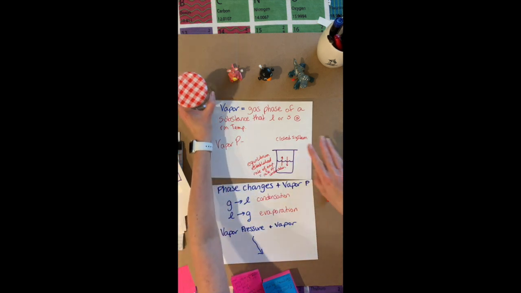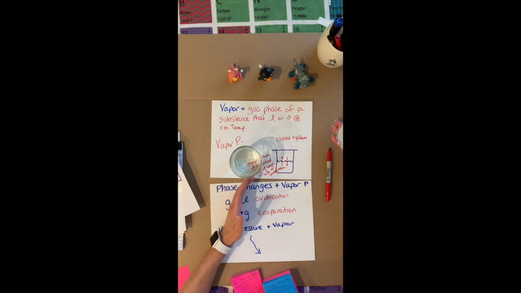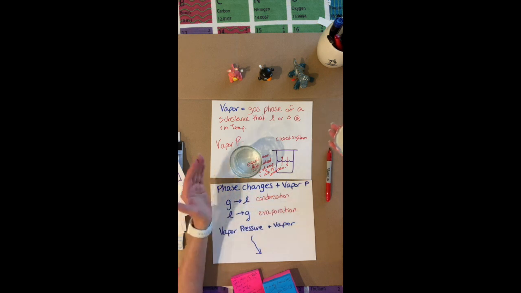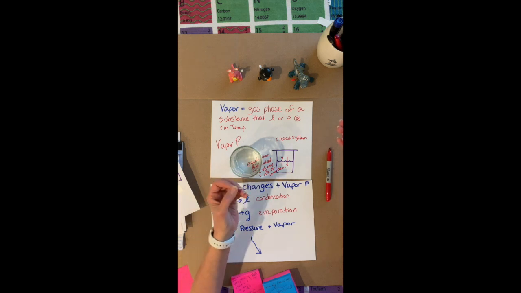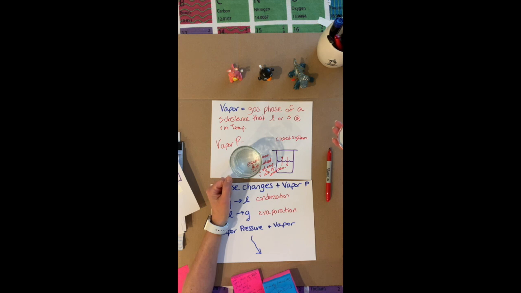Now, if I took the top off of my container, I now have an open system. A year from now, I can assure you there's going to be no liquid left in here. Why? Because the water all escaped in the gas phase and has become part of our atmosphere.